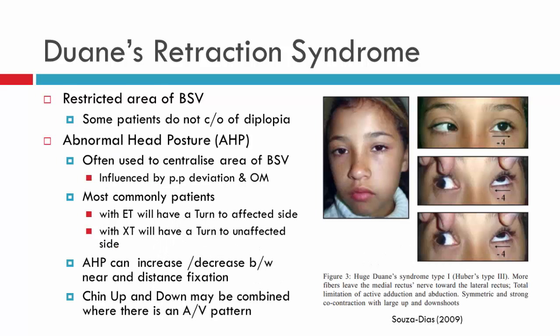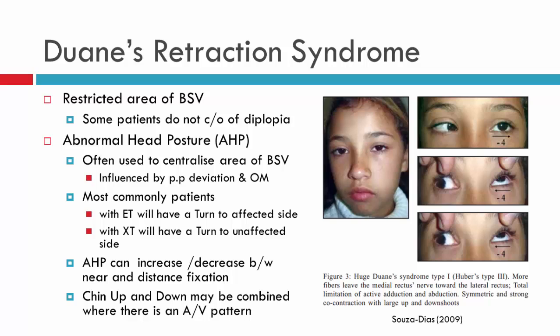Patients with Duane's retraction syndrome also have restricted areas of BSV. Now you can imagine this, given that these patients can have limited abduction and limited adduction, the area of BSV can be quite small for some patients. Now this will be dependent on the deviation in primary position and the ocular movements and the limitations they have, or the extent of the limitations that they have.